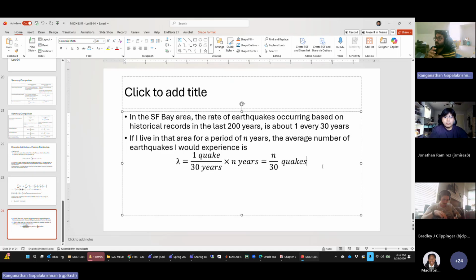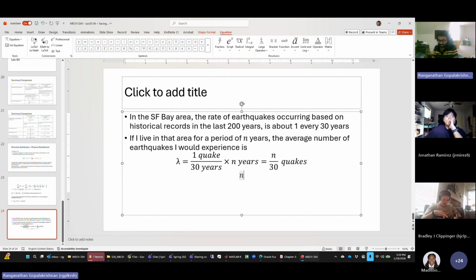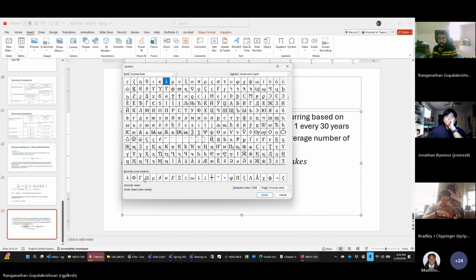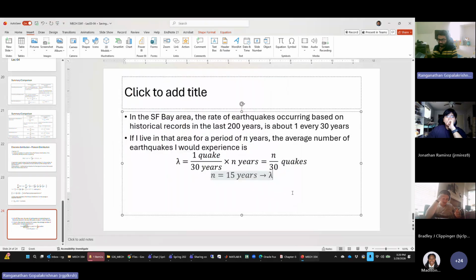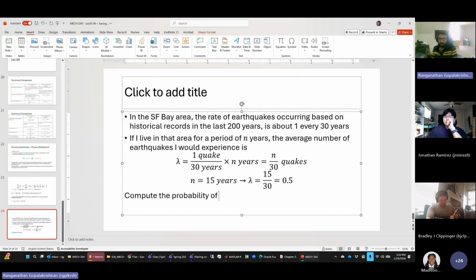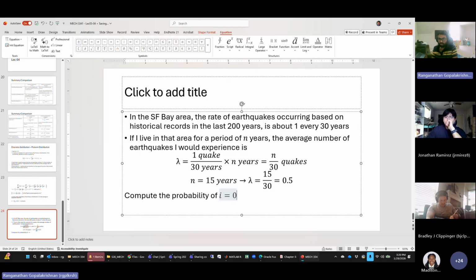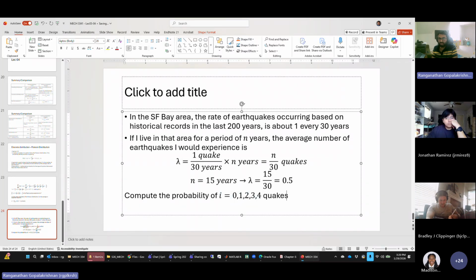The question is, what are the probabilities for each to happen? So now let's be specific. Let's say n equals 15 years, which makes lambda equals what? Which makes lambda equal to half. 15 divided by 30, half, like 0.5. So if lambda is 0.5, compute the probability of i equals 0, 1, 2, 3, 4 quakes experienced.